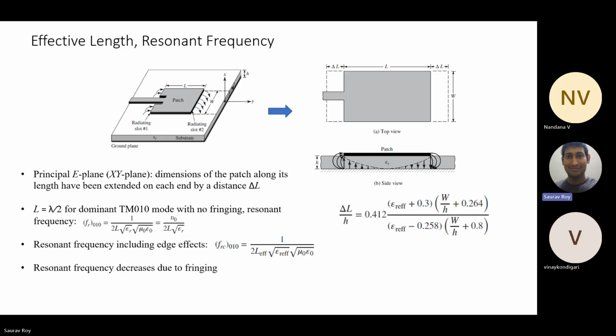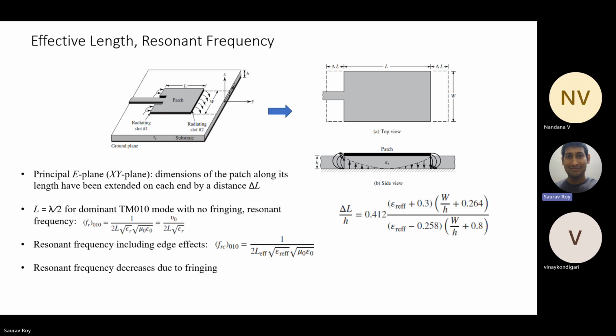Now, what are the other effective parameters of a microstrip line or microstrip antenna? Because of these fringing fields, the length and width get changed, because the field is not confined between the dimensions of the microstrip antenna. It goes beyond the length or width. That's why we now have effective length. So you see the principal E plane. Now let's discuss what the E plane and H plane are for this antenna.